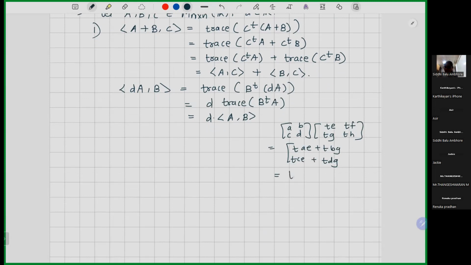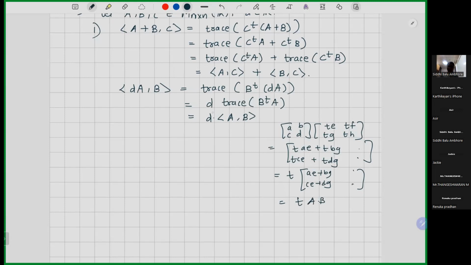And so if I take this T common from everything, then this is just A into B, AE plus BG, CE plus DG, and here it will be the second coordinate, the second column and so on. So which is nothing but T into A into B. So that's what I did here.